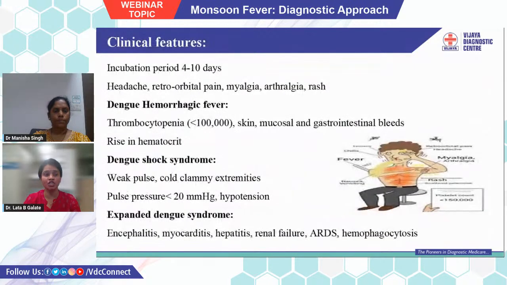The clinical features will be categorized depending upon severity, such as dengue hemorrhagic fever, wherein the platelet count will be lower than 1 lakh and which causes skin, mucosal, and gastrointestinal bleeding.